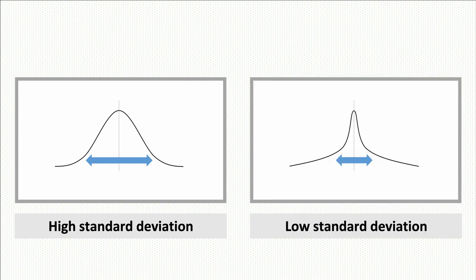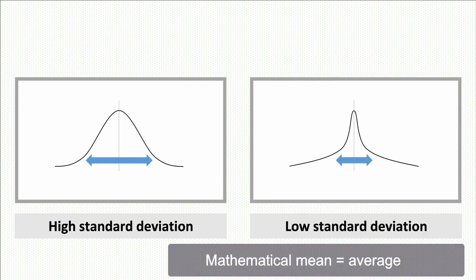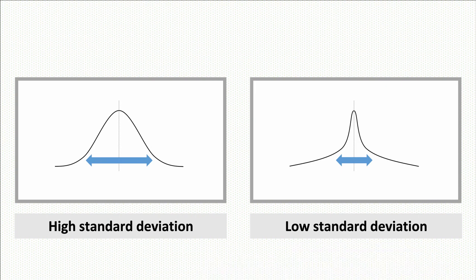Have a look at the examples here. These are both normal distributions. They have the same mathematical mean, but look different from each other. The first one has a high standard deviation, and the numbers are spread out further away from the mean. The second one has a low standard deviation, and the numbers are clustered closer to the mean.